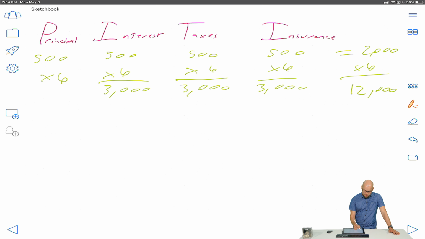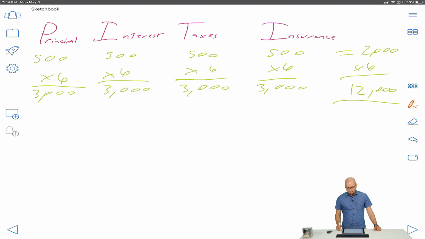Does this make sense so far? So, if we are $12,000 behind, each of insurance, taxes, interest, and principal is a bucket that is owed $3,000 each.